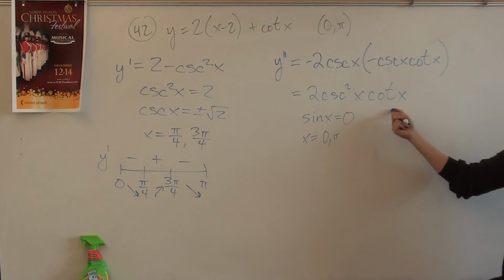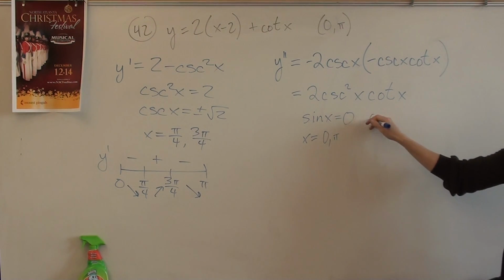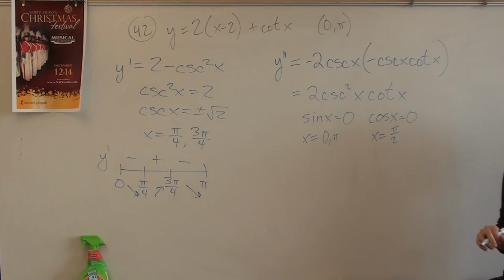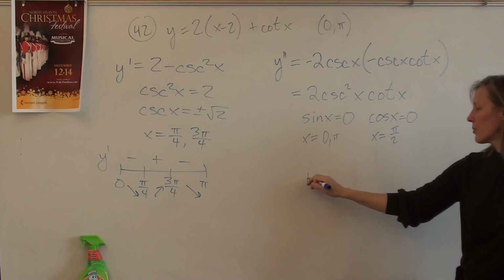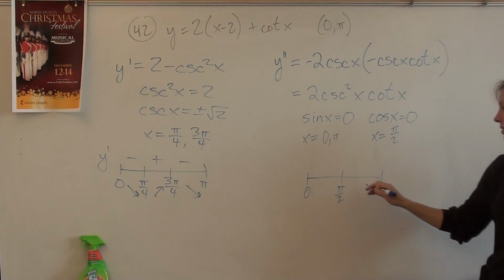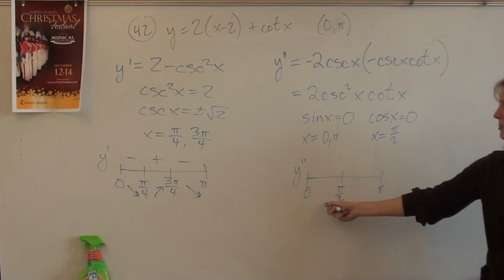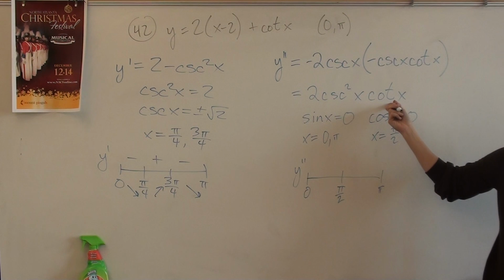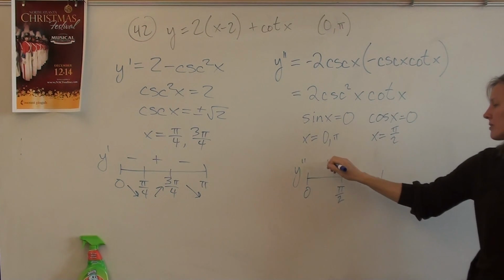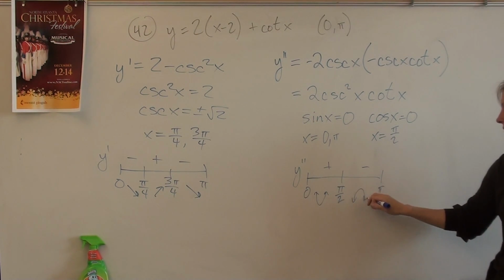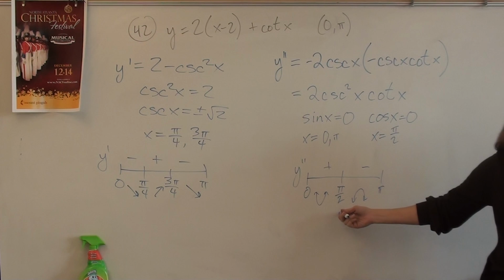This guy is undefined also when sine is 0, and it's 0 when cosine is 0. So you get pi halves. So if we make a sign line for y double prime, the only critical number is pi halves. From 0 to pi halves, cosecant anything squared is always positive, so we just have to check the signs of cotan. Cotangent from 0 to pi halves is positive. From pi halves to pi, it's negative. We are concave up, concave down, and we have a point of inflection at pi halves.